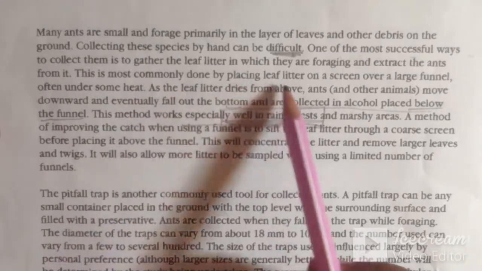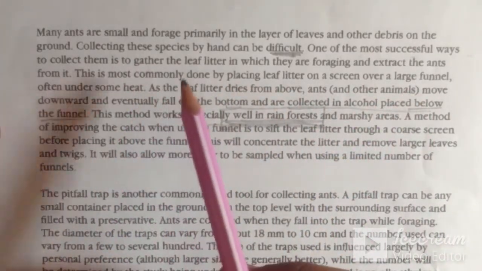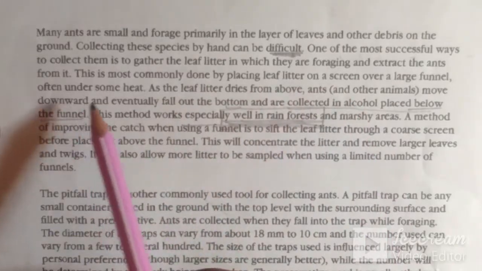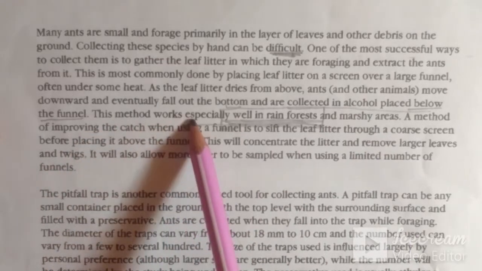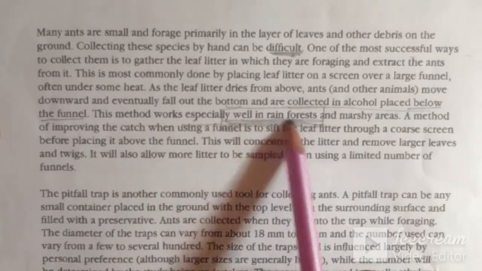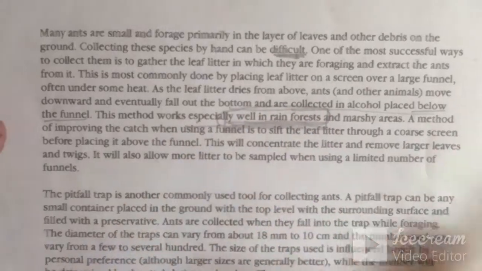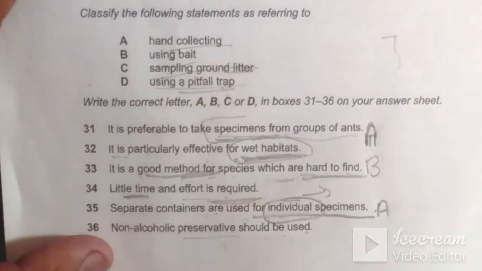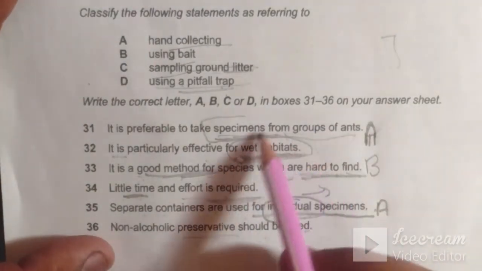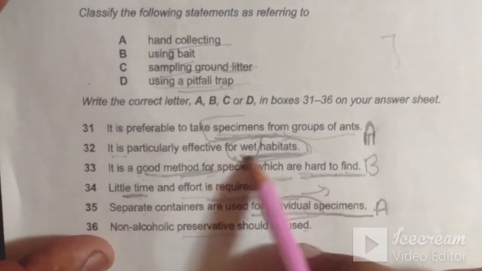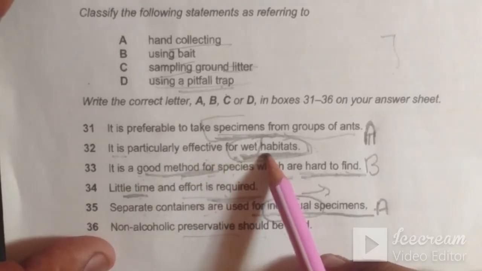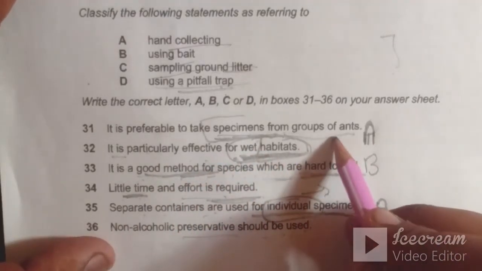This is mostly done from the leaves, for instance, as leaf litter derives from the upper ones and moves downward, eventually falling to the bottom where it is collected. This method works especially well in the rainforests. We read the wet habitats. Habitats are the places where a person resides or where any living or non-living things reside. So habitat is a synonym of a residing place. So wet places, it is particularly effective for the wet places, and the answer is C, sir.